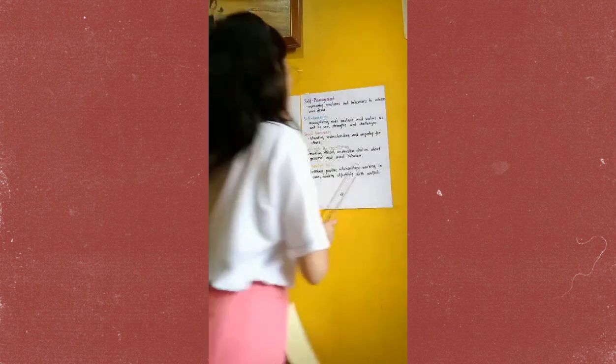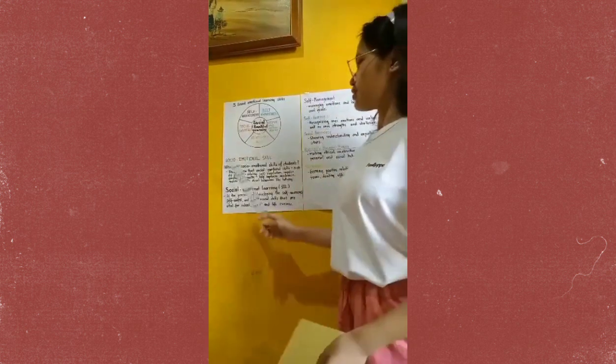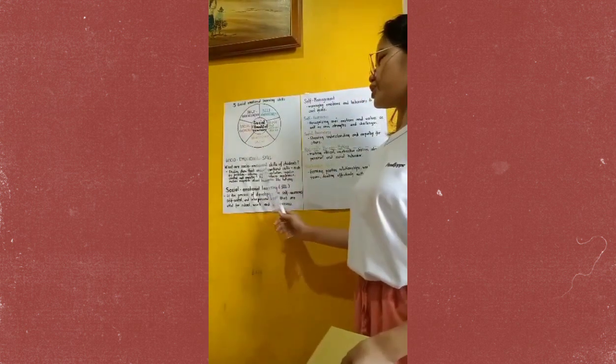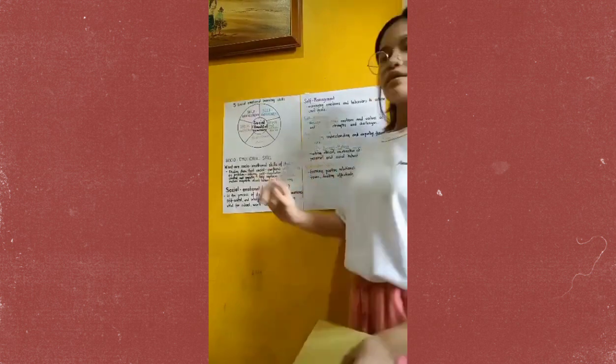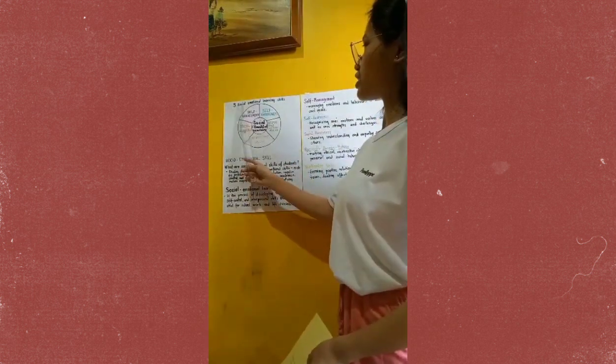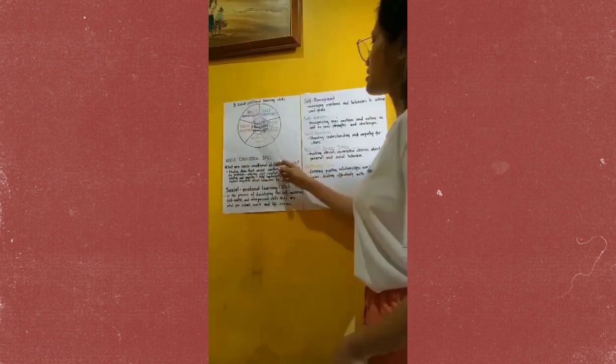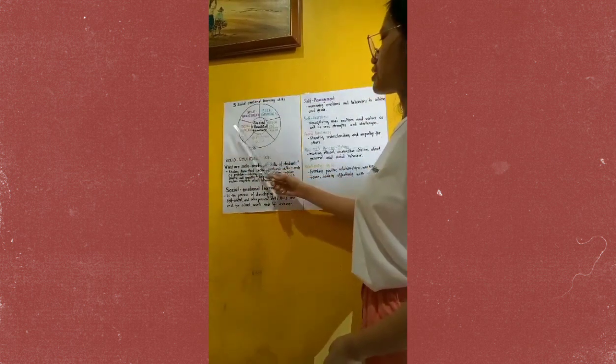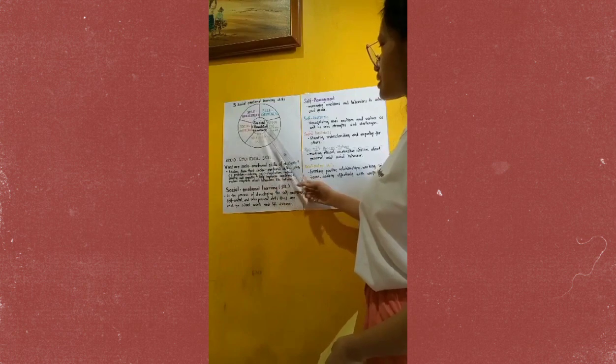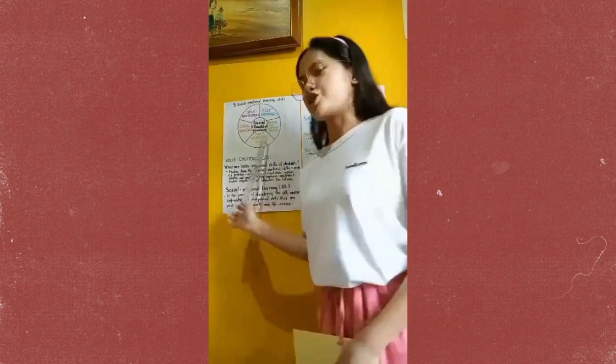So this is our socio-emotional skills. We have 5 core social-emotional learning skills, which are self-management, self-awareness, social awareness, responsible decision-making, and relationship skills.